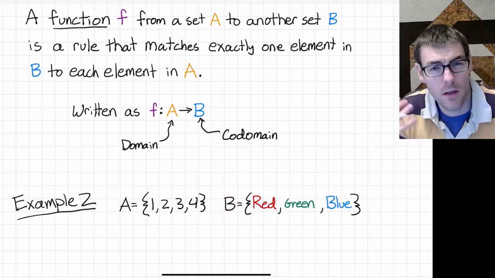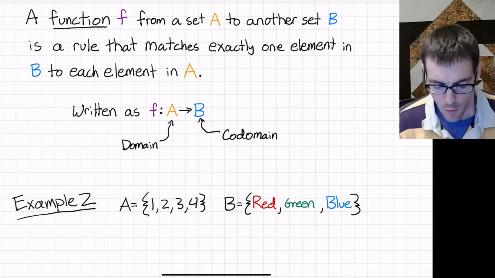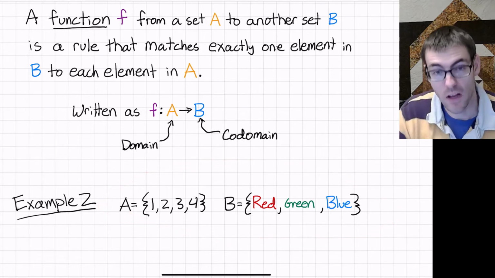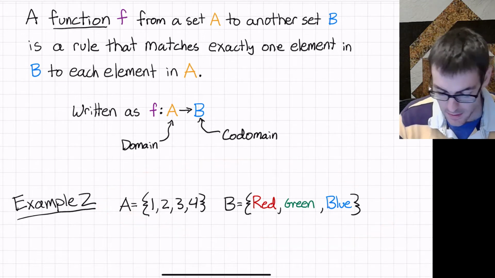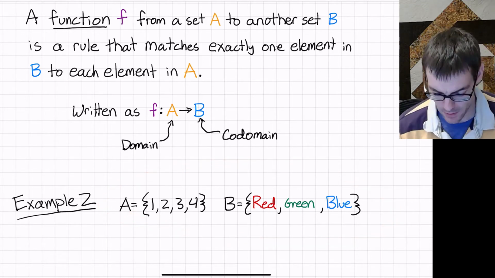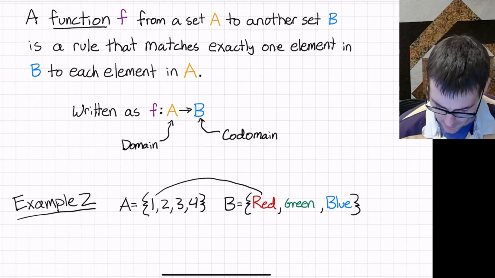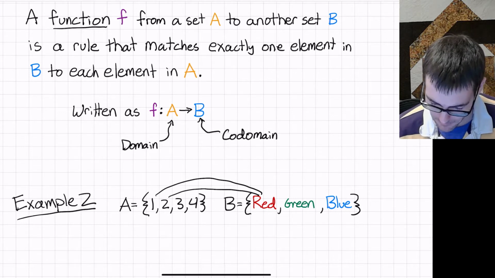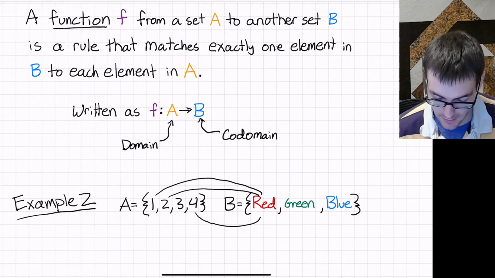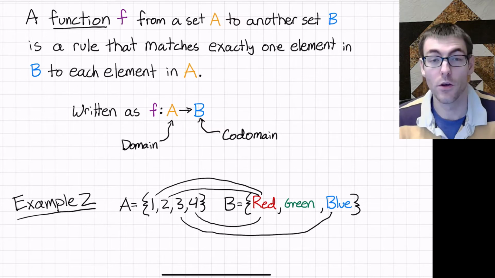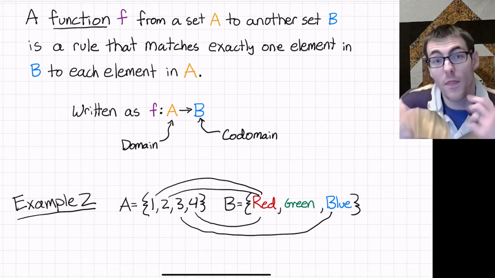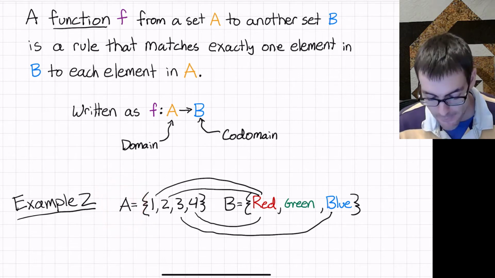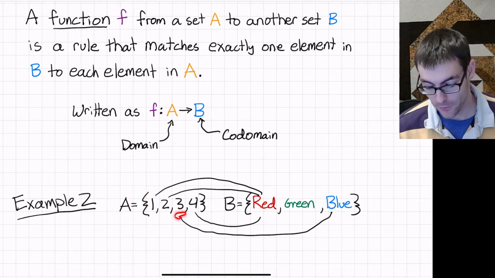There are a few ways of representing this. One of the easiest, at least if we have a relatively small set size, is to really just draw lines. Let's say 1 is red, 2 is red, 4 is also red, and 3 is blue. This is a way of describing what the function does on each of the elements in the domain. F of 1 is red, F of 3 is blue.